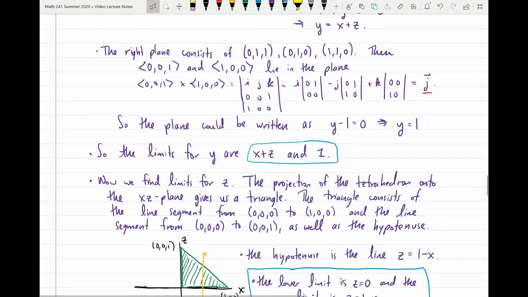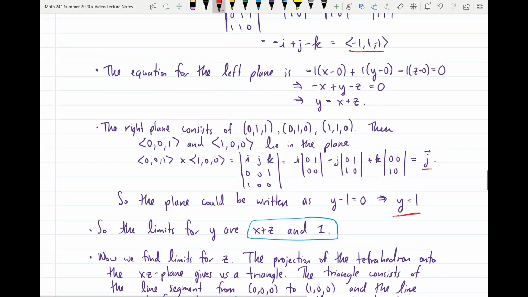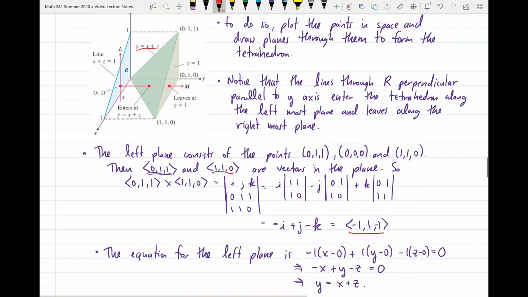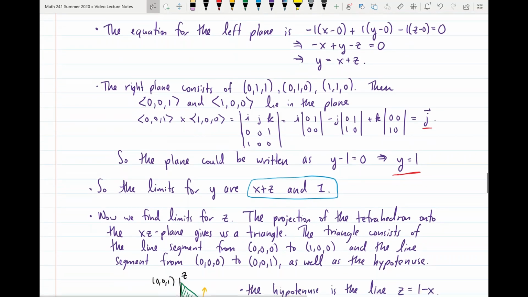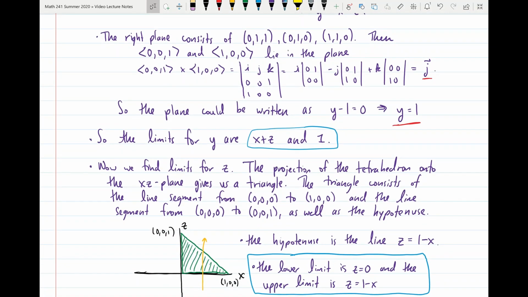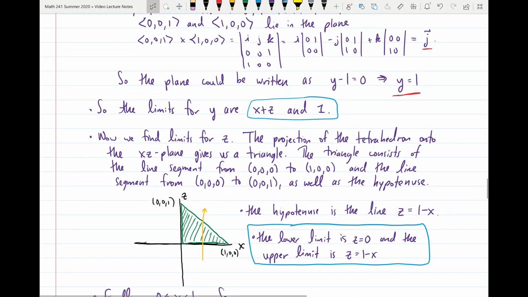So the plane could be written as y minus 1 is equal to 0, which just goes to y equals 1. So an equation for the plane on the right-hand side of our tetrahedron is going to be y equals 1. So we can finally say that the limits for the variable y are going to be x plus z and 1, where x plus z is the lower limit and 1 is the upper limit.